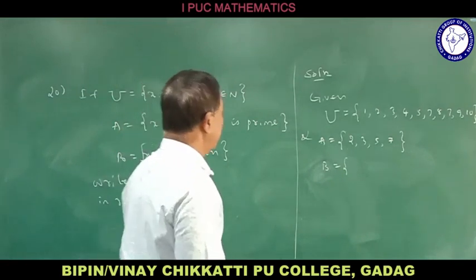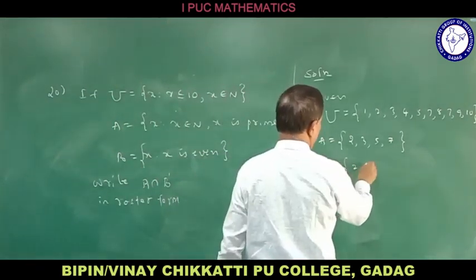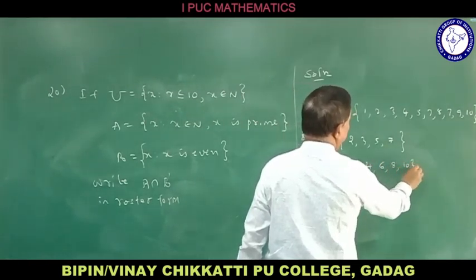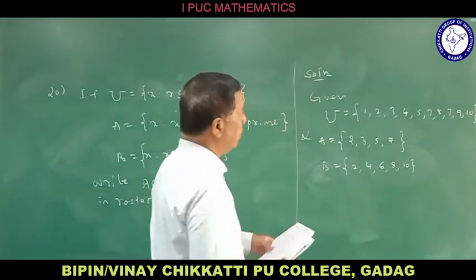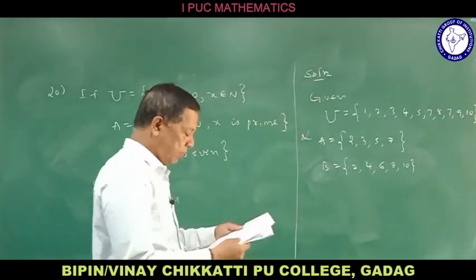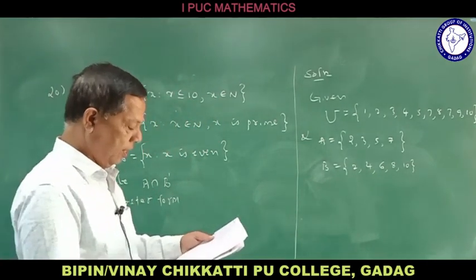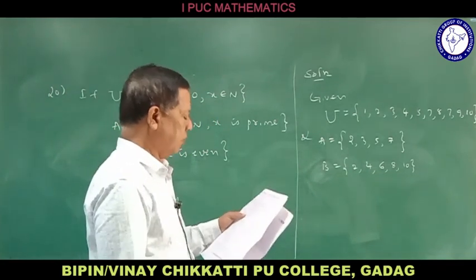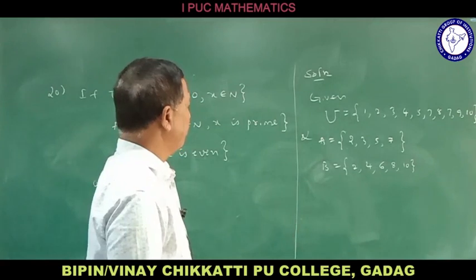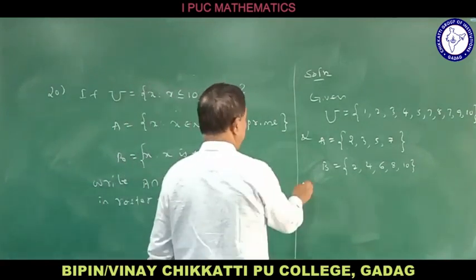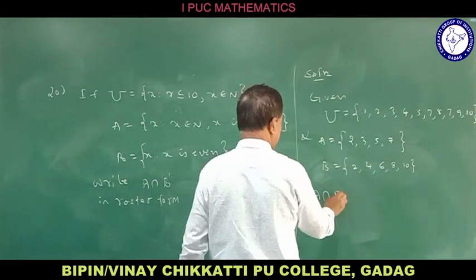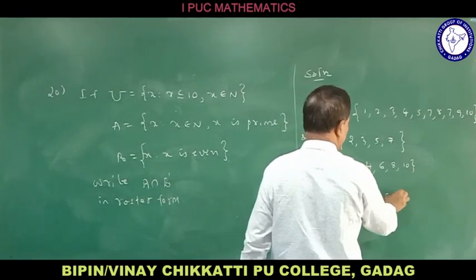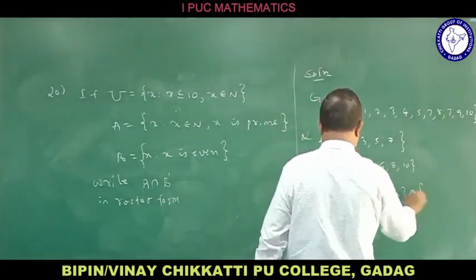And B is even. Even means you have to see the even natural numbers 2, 4, 6, 8, and here 10. Only those natural numbers you have to consider, and accordingly you can see the result here. So I hope you see how we take 2, 4, 6, 8, 10 according to the even numbers. Now the question is, A intersection B dash is equal to A, which is 2, 3, 5, 7, and intersection, and what is B dash?